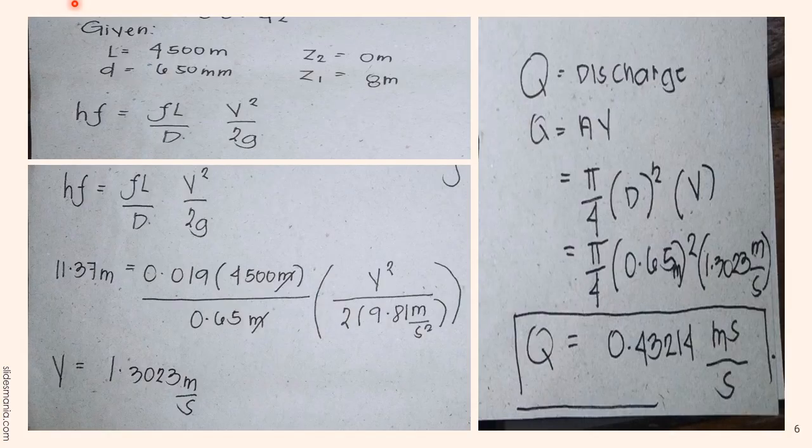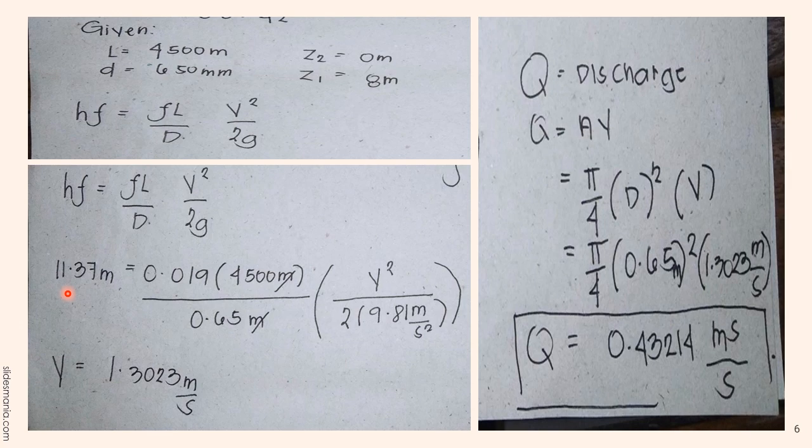Let us first identify the givens in the problem. Our length is 4,500 meters, diameter of 650 millimeters, which is converted into meters as 0.65 meters, Z2 of 0 meters, and our Z1 elevation is 8 meters. Using the formula hf equals f L over D times V squared over 2g, we can now plug in all the values given.